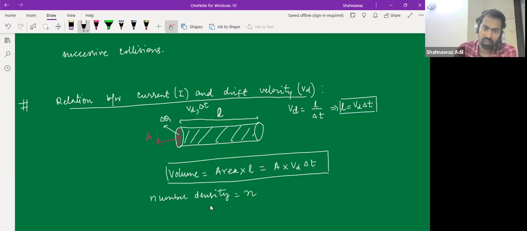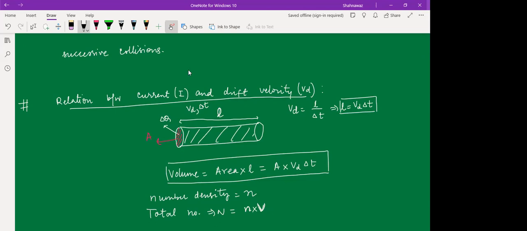Not this n. So what would be the total number of electrons? This would be n into volume. Is that correct? Understood? Yes, guys, understood.